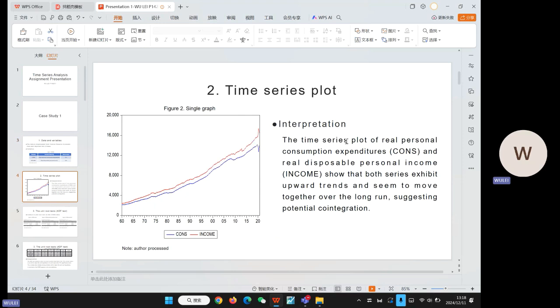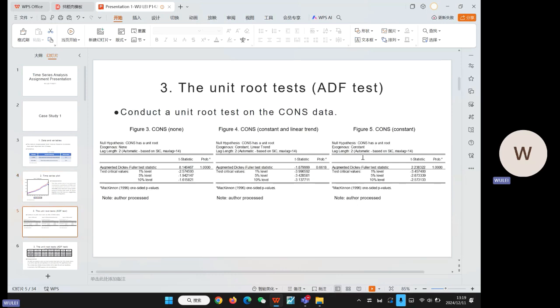The next step is to do the time series plot. The time series plot of real personal consumption expenditures and real disposable personal income shows that both series exhibit an upward trend and seem to move together over the long run, suggesting potential cointegration. So we need to do the ADF test.